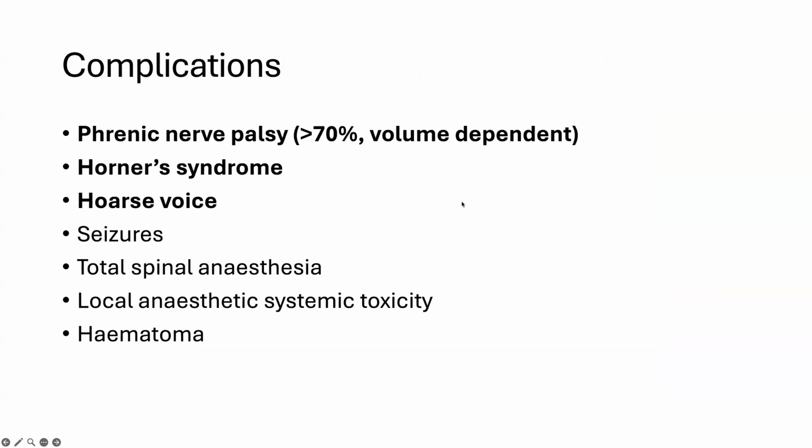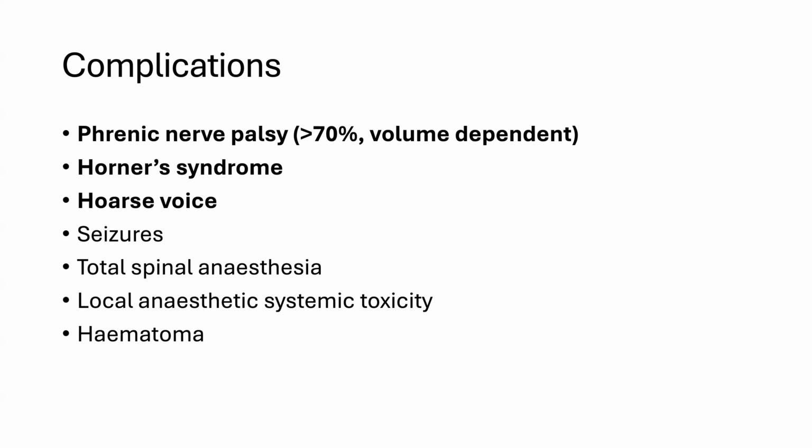The common complications we get with the interscalene block are phrenic nerve palsy, which has been documented to occur in more than 70% of patients. That is significant, especially when you use high volumes of local anesthetic. Horner syndrome I've seen when high volumes of local are used for the interscalene block. I've also noted patients having a hoarse voice due to involvement of the recurrent laryngeal nerve. Then there are complications that tend to be rare.